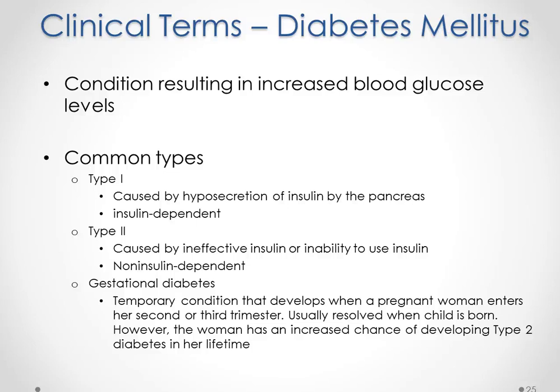Now the first type of diabetes mellitus is type 1 diabetes mellitus, and this is a hyposecretion of insulin by the pancreas. So the pancreas is not producing enough insulin. If you don't have enough insulin, you don't have that hormone that tells the other body cells to uptake that glucose. This is an autoimmune disorder where your antibodies are attacking those beta cells. And when it attacks those beta cells, the beta cells can't produce insulin anymore, so your body can't produce it.